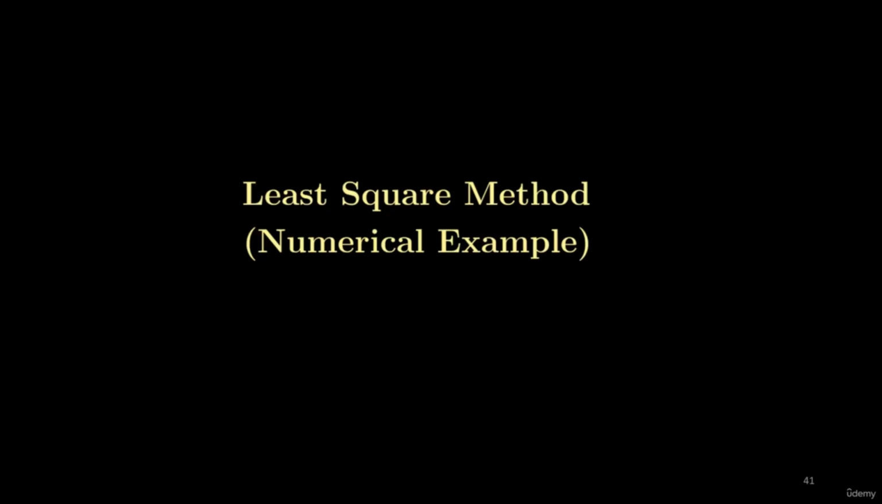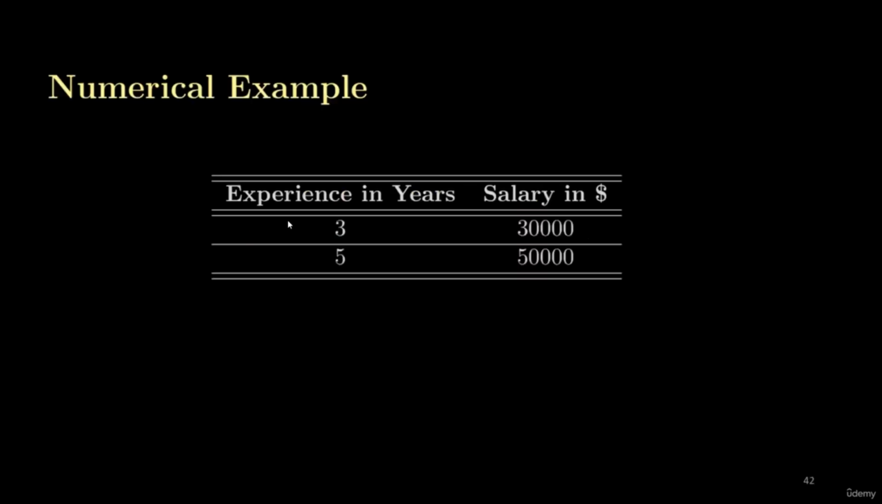In this lecture, we will solve a numerical example on the least square method. This is the dataset which I have selected in order to solve a numerical example. This is the simplest form of a dataset where we have only two samples and one feature, which is experience in years, and our target value, which is salary in dollars. So we have two samples for this dataset.